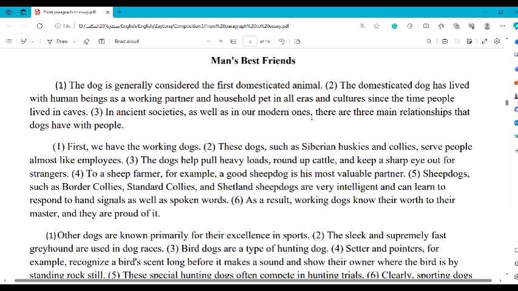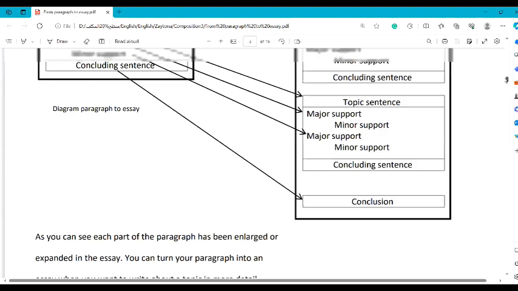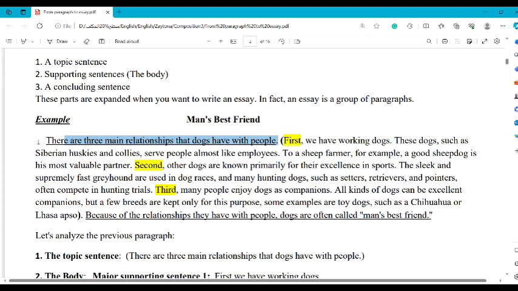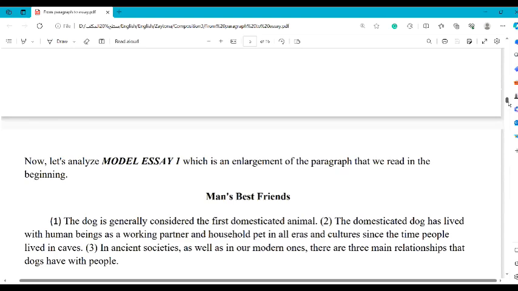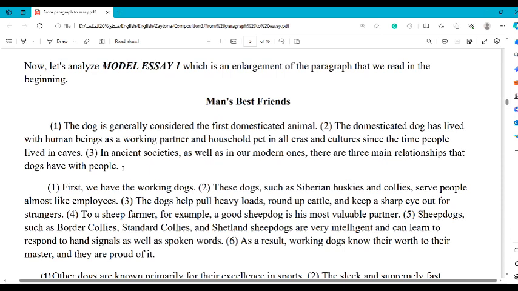Okay? There are three main relationships that dogs have with people. You see that in the paragraph, in the beginning, when we read Man's Best Friend as a paragraph, we had a topic sentence as the first sentence. Here, where is it located? It is the first sentence in your paragraph, right? While in the essay, where is it located? It is the last sentence in your introductory paragraph.